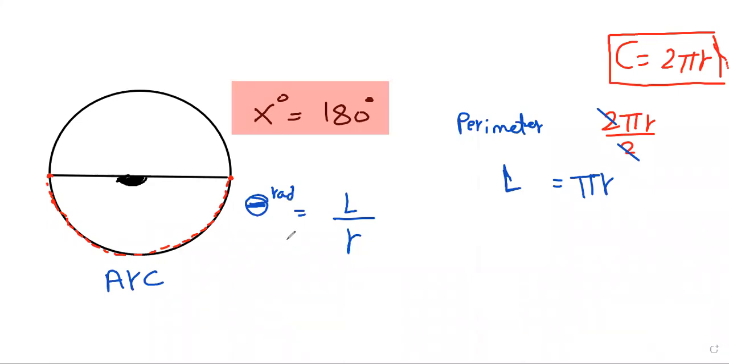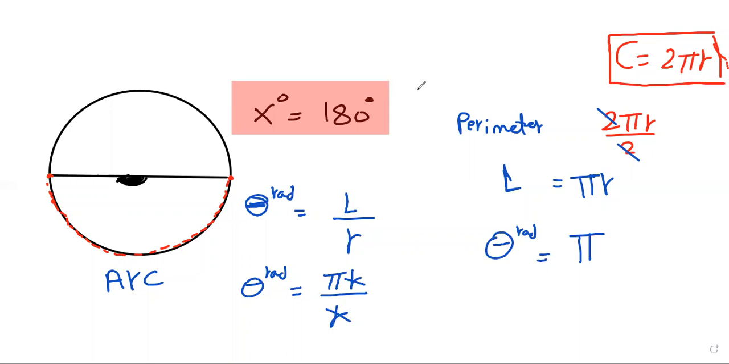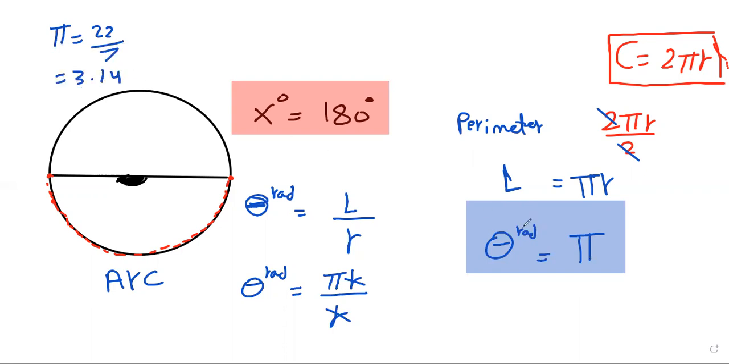Yusuf, do you with me? So theta radian equals L. L is pi R, divided by R. You will cancel R and R, cancel them out. So theta radian equals what? Pi. Mariam, do you get it? Yes. So theta radian equals pi. You know what pi is? Pi is 22 over 7, or pi is 3.14. So the measure of this angle in radian is pi, which is 3.14.